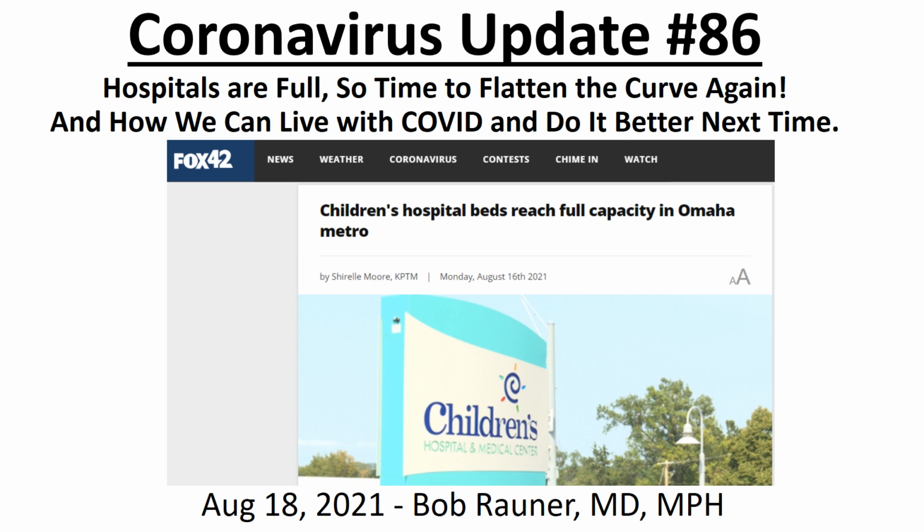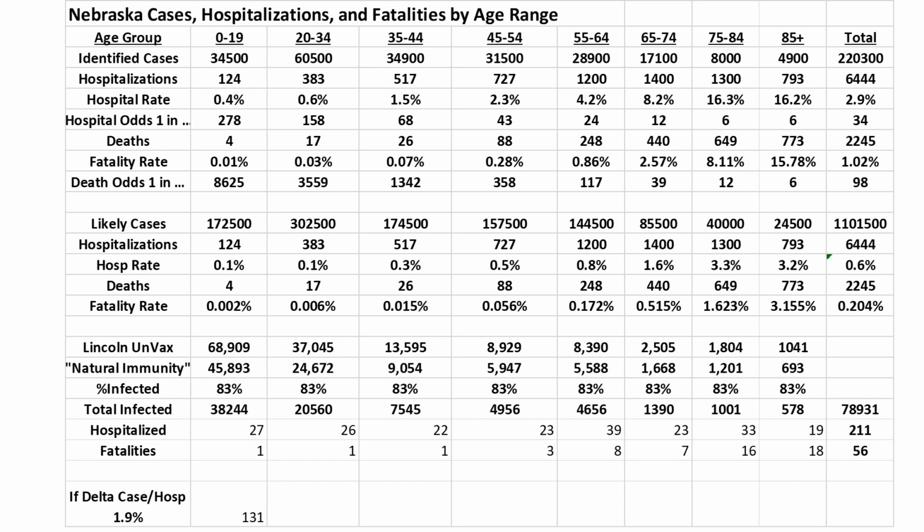And here you see the headline that children's hospital beds are at full capacity in the Omaha metro area right now. So where are we starting from? Why is this a problem? We'll start with the data-heavy stuff. These numbers I pulled off of the state's website before they took it down. It basically had kids between the ages of 0 and 19 who had been infected with the previous strains of coronavirus, so not Delta but previous strains.